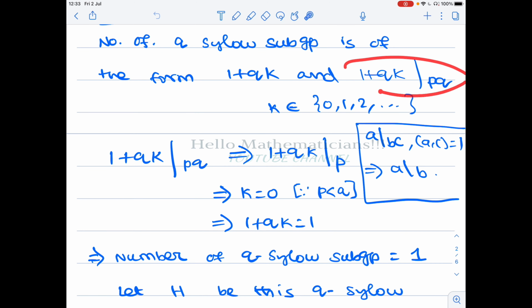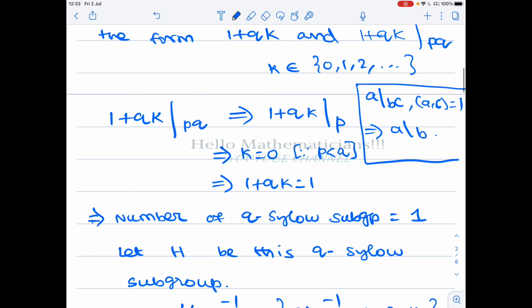Now, let's discuss this condition a bit more. 1 plus qk divides pq implies 1 plus qk divides p. Why? If A divides bc and A and c are relatively prime, then A divides b. This is a simple result. You can try to prove it by yourself. So now 1 plus qk and q are relatively prime. They cannot have a common divisor. Why they cannot have a common divisor? It is easy to prove.